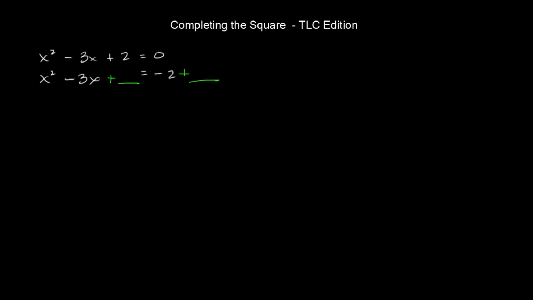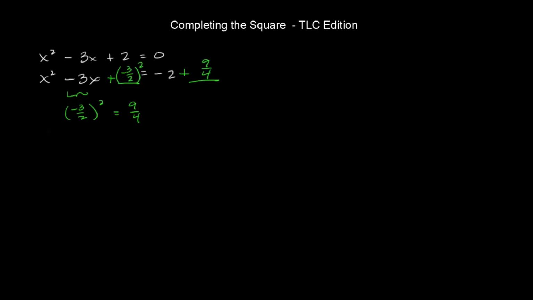Then take half of the coefficient of the middle term. In this case here, mine is going to be -3/2. Then you square it, and you get 9/4. On the right side, write the 9/4 down, and on the left side, we're going to write -3/2 quantity squared.